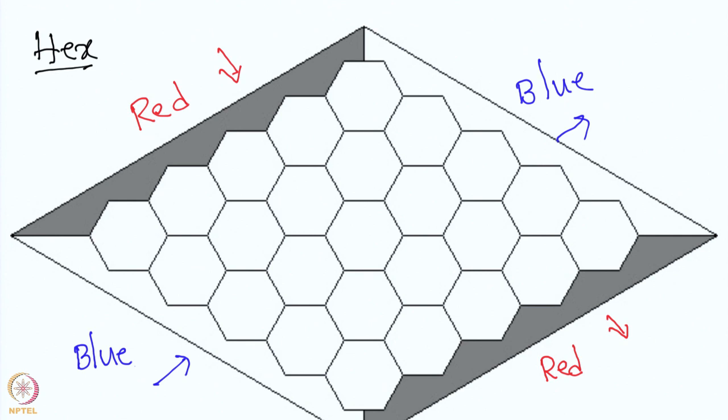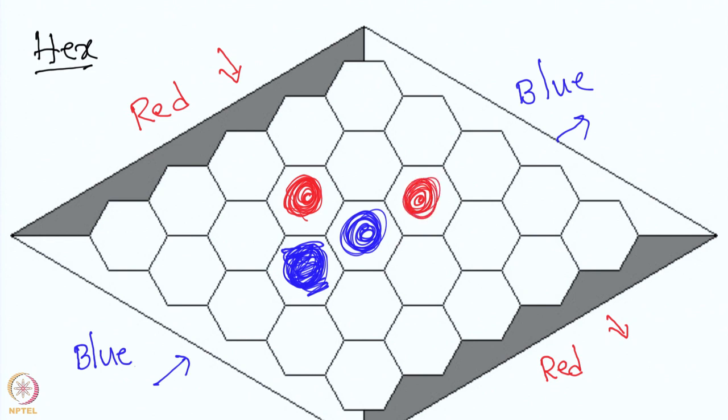So in each move, the players will pick one of these hexagon cells and mark it with their respective color. So let us play this game. Let us say the blue player starts here. Let us say he makes it blue. Then the red player comes. Let us say the red player marks here. Next, the blue player again. Then the red player. Next, the blue player, let us say he will put this here, and the red player now chooses, let us say, here.